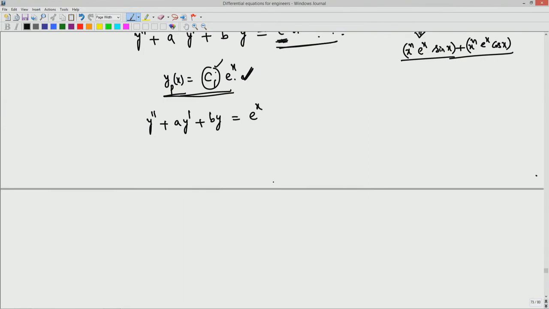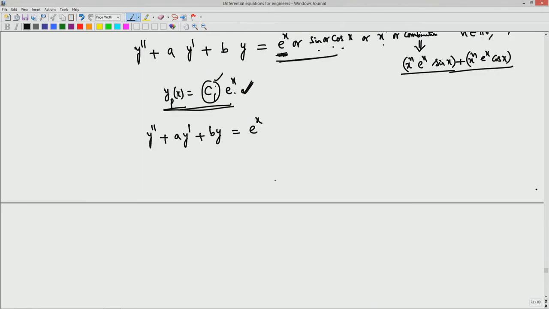So before I give you a method, maybe I should tell you. e power x is the solution of dy/dx minus y equal to 0. This is the solution, right? If y equals this, then this is what it satisfies.